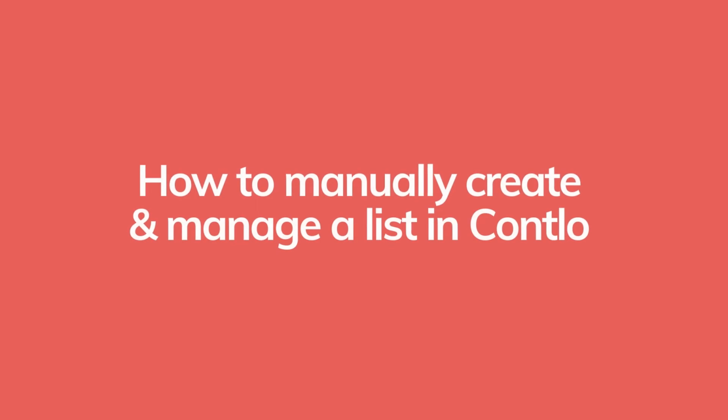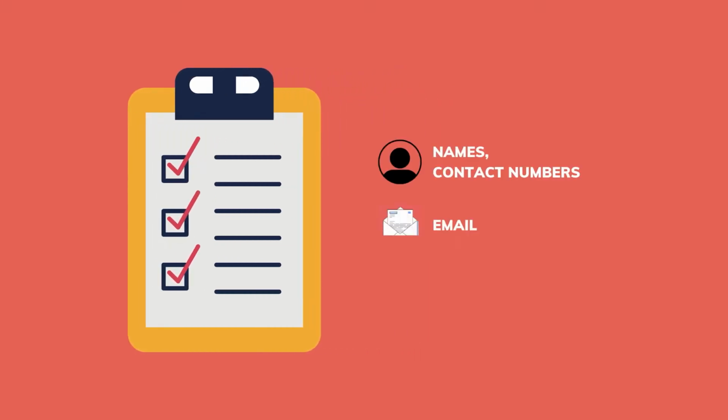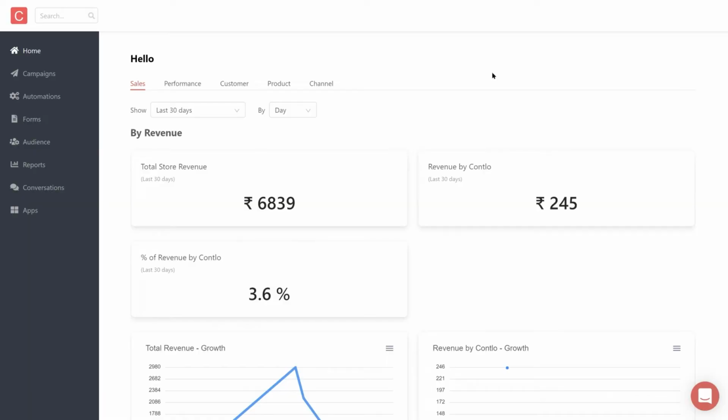In this video, let us understand how a list is created using Contlo. A list is a snapshot or group of user data like names, contact numbers, email addresses, etc. Let us see how to create one manually.